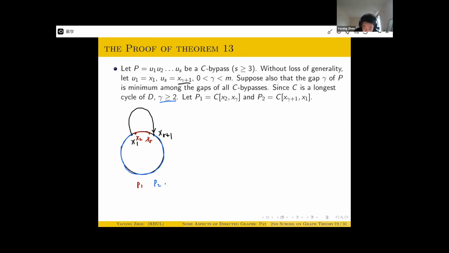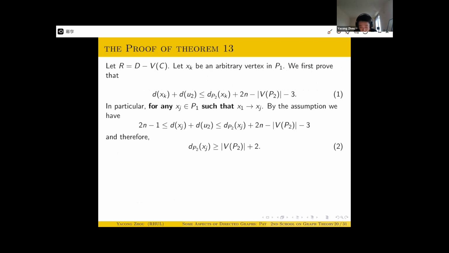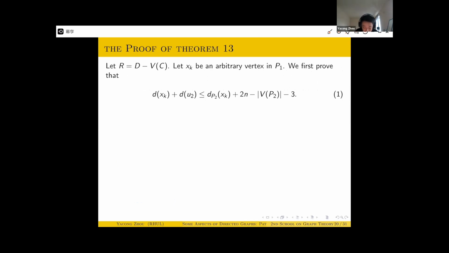Okay, let me just copy this graph and put it in the next page.